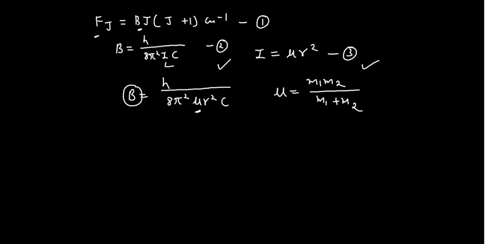Okay, and if one of the isotopes is heavy, that means mu will increase. When this will increase, then B will decrease. Since B is directly proportional to F, that means this Fj rotational energy also decreases. That's why on isotopic substitution the energy gap between the successive J levels decreases. Okay, this is something very important which you guys should know.